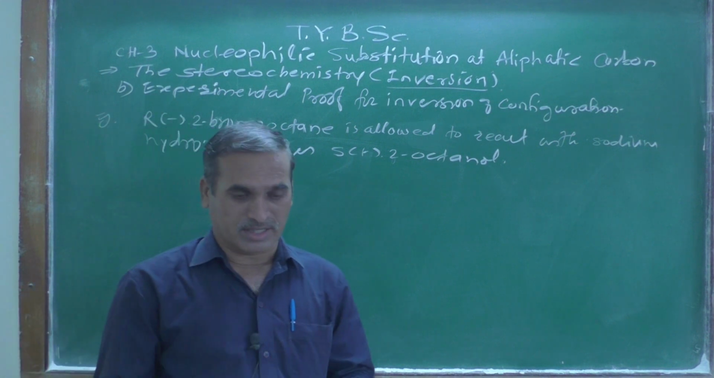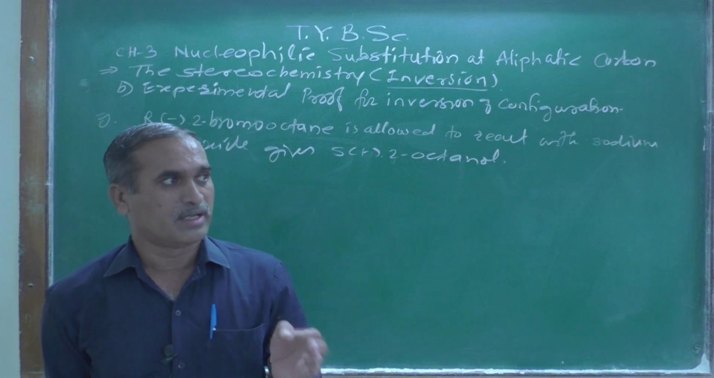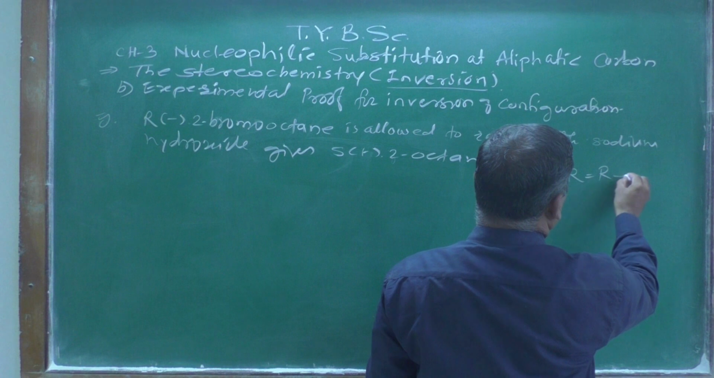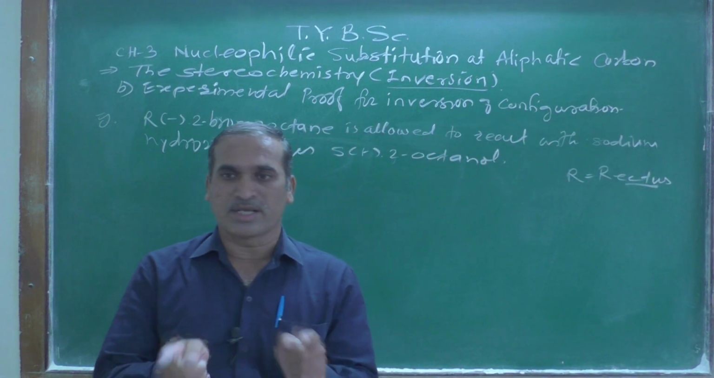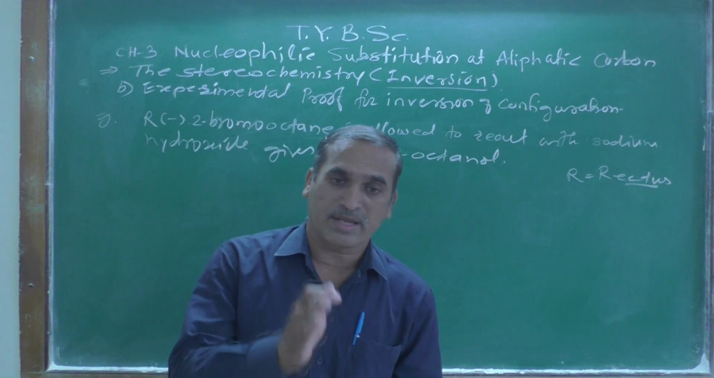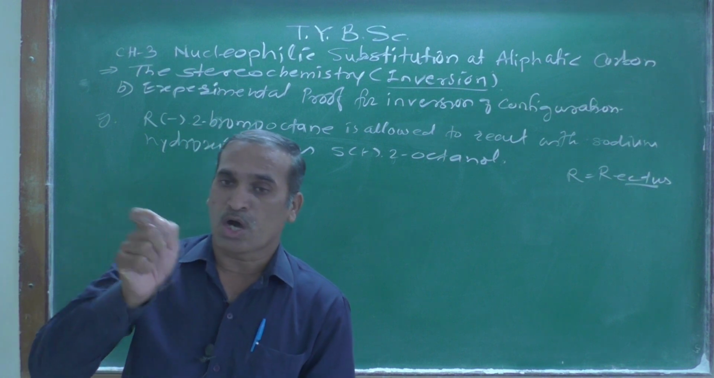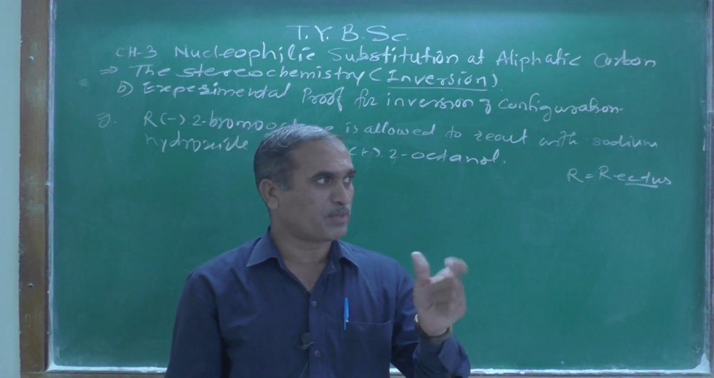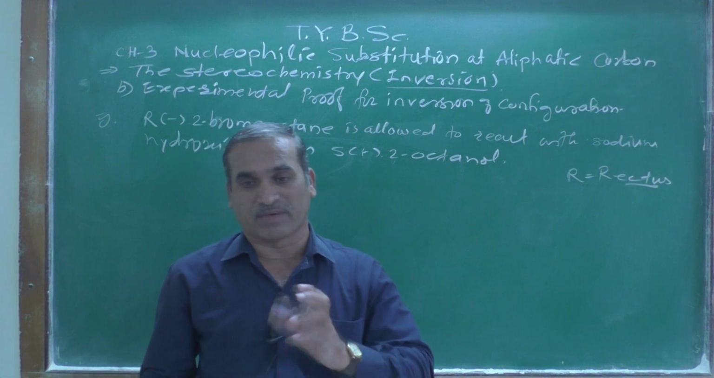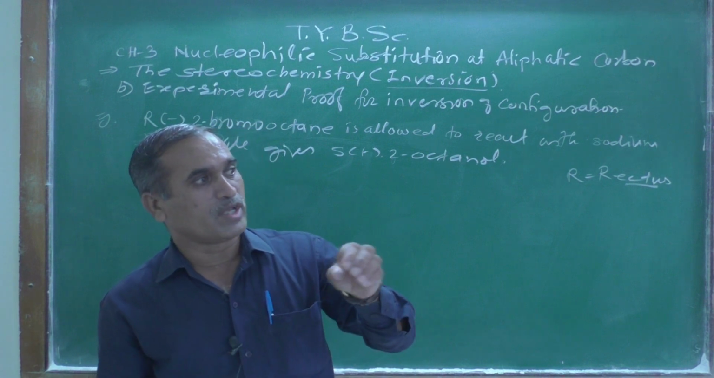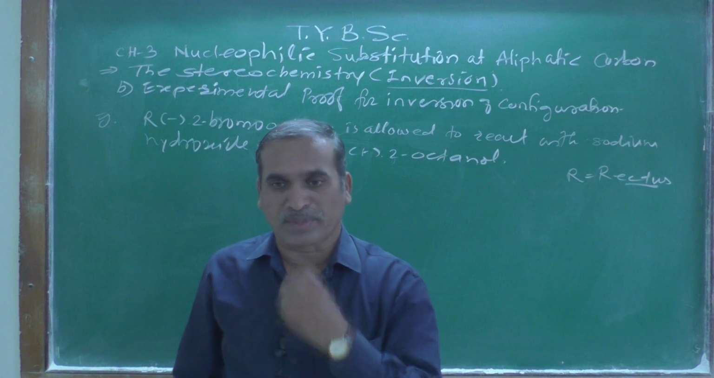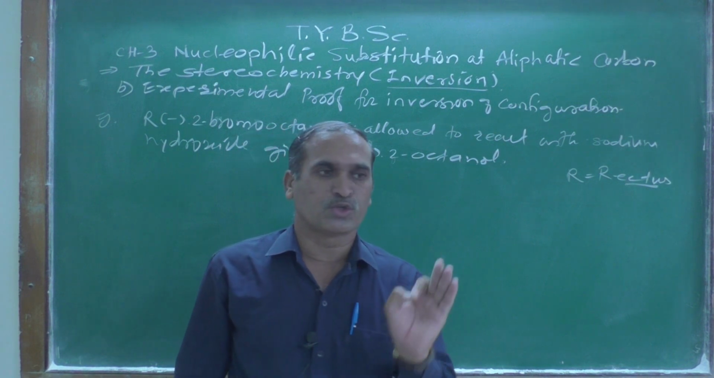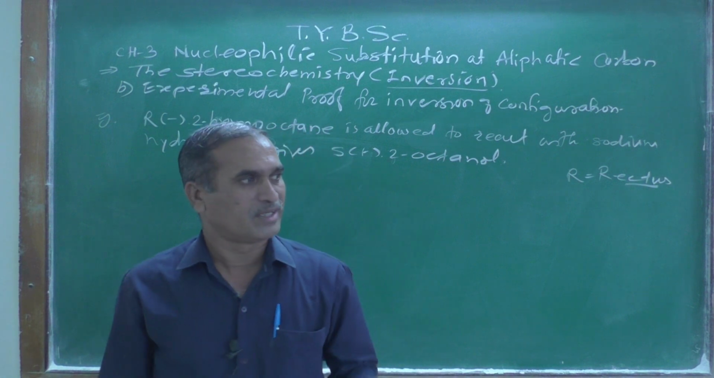You might be knowing R and S, right? R is a Latin word, rectus, right? R and S are the absolute nomenclature system for optically active compounds, for optical isomers. And as we know optical activity, what do you mean by optical activity? Which instrument is used to measure the optical activity? Do you know that? Yes, the polarimeter is the instrument used to measure the optical activity of an organic compound.